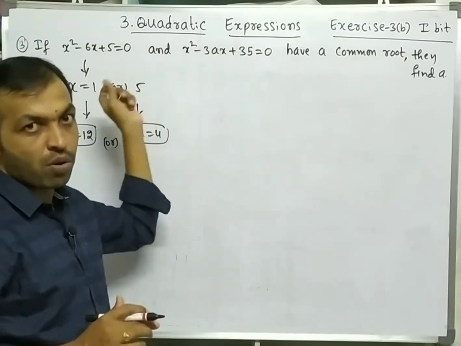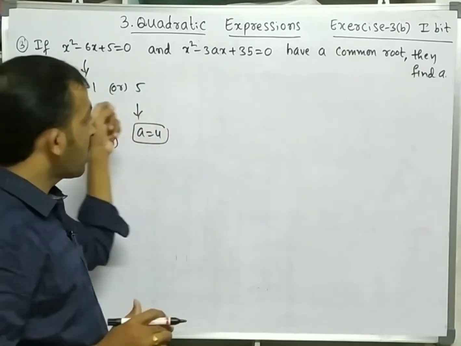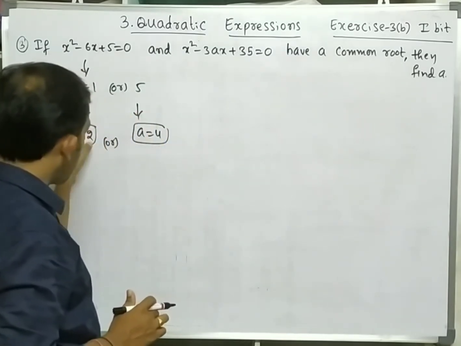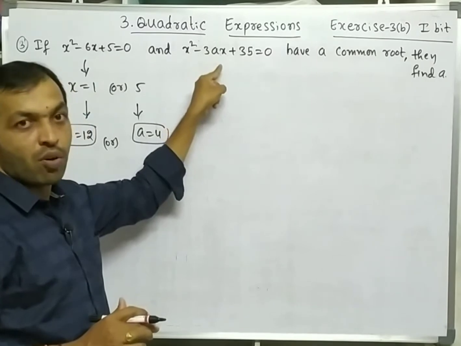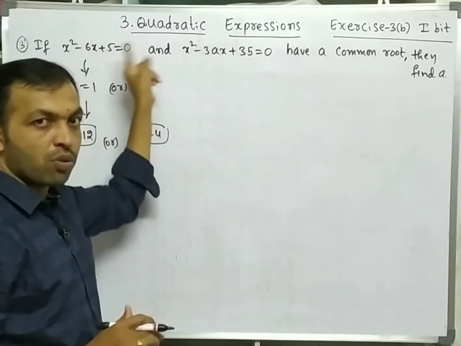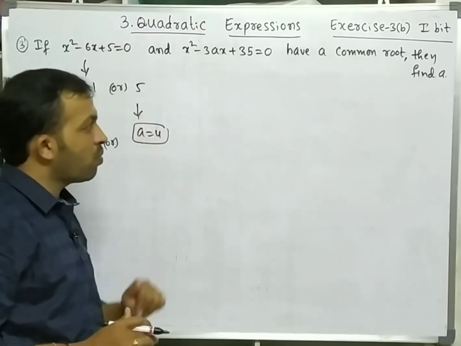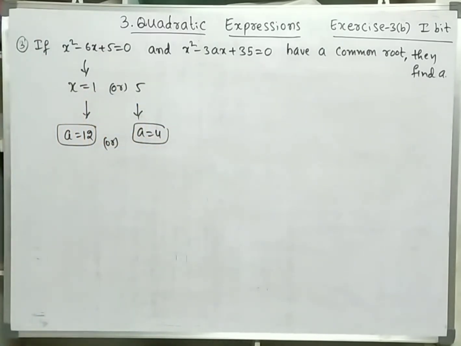Let x is equal to 1 be the common root for the two quadratic equations. So if x is equal to 1 is a common root, then the corresponding value of a is 12. If x is equal to 5 is the common root for both quadratic equations, then the corresponding value of a is 4. Like that we can estimate.